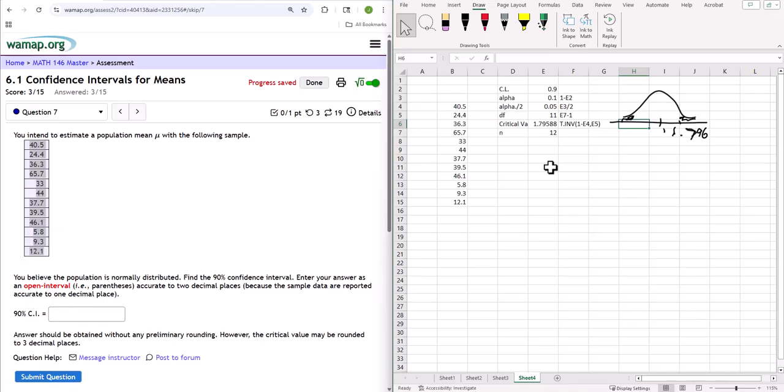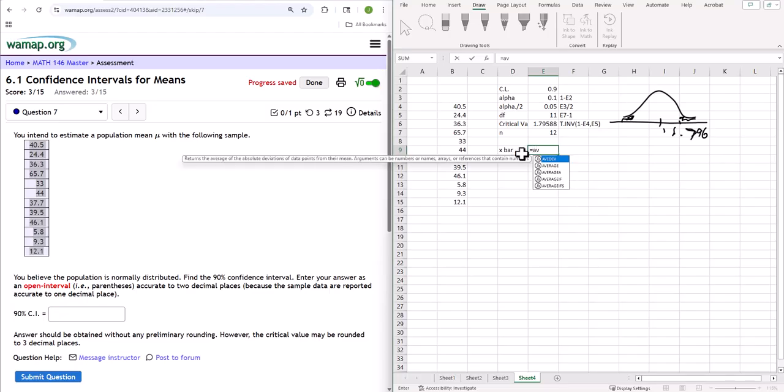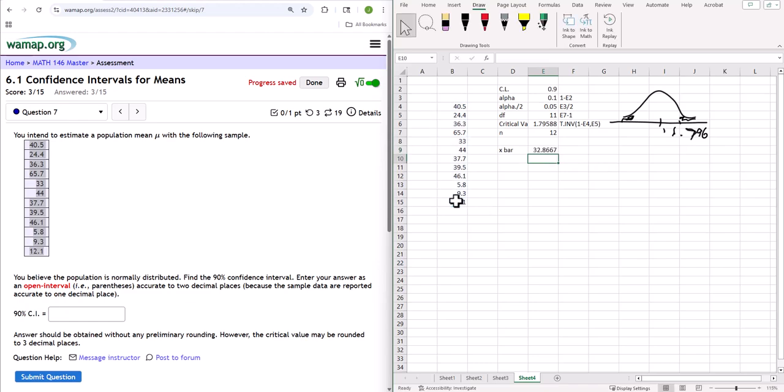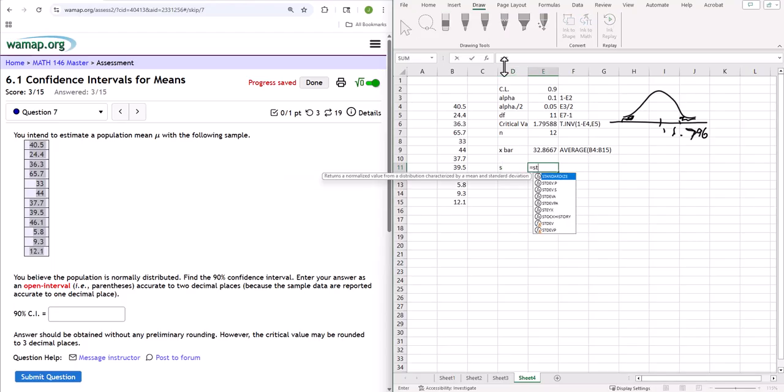So for the rest of the stuff we need, we need to know what the standard deviation is, and we need to know what the mean is. So x bar, we're dealing with a sample here. Going way back to maybe the first module, the average of this data set. This is our mean. And then we need S, the standard deviation of the sample. So standard deviation of the sample, and grab our data set.